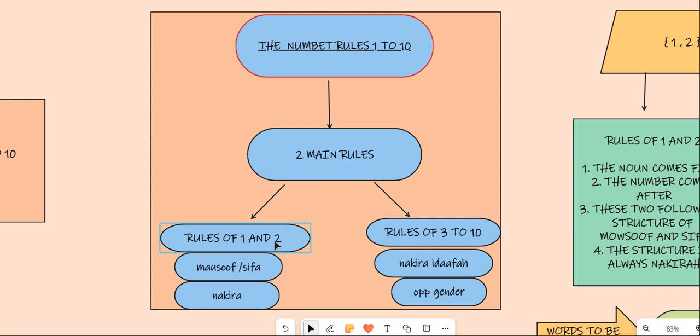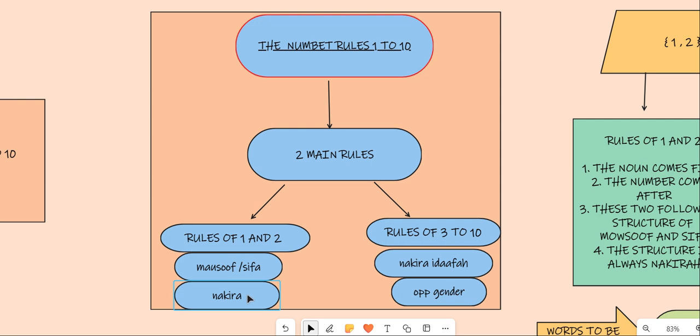When you do number 1 and 2, they have a Mausuf Sifa structure. Mausuf Sifa structure means the noun which is being described is known as Mausuf, and the adjective is known as the Sifa. And you know that in Arabic, the noun comes first and the Sifa comes after. So, when you do the number 1 and 2 rules, you have to write the noun first and then the number. The number comes as the sifa. So this is one of the rules.